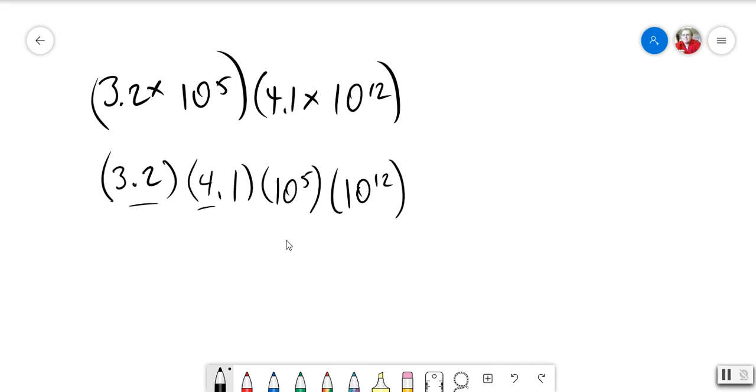Put the mantissas next to each other, put the exponents next to each other. Exponents are easy. You add them. 5 plus 12 is 17. 10 to the 17th power.